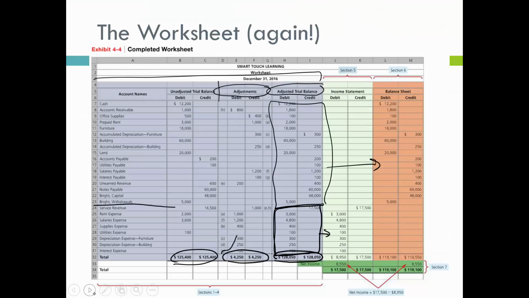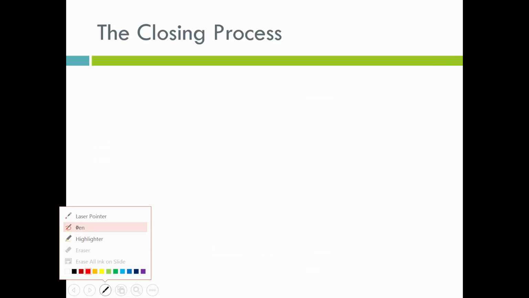Okay, now let's finish this up. We have gone through the entire accounting cycle. So we've recorded our transactions all through the year. We've done our adjustments, so that we've updated all the assets and liabilities and recorded all the expenses and revenues that took place. And then we generated our financial statements. So now it's time to close out our accounting cycle.